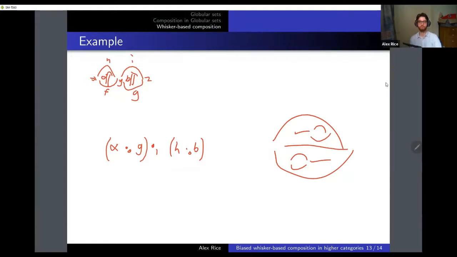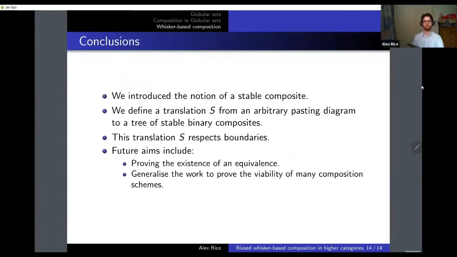Sorry, I'm realizing I'm running out of time, so I'm just going to go over the conclusion. The things I've done are to introduce this notion of a stable composite, and define a translation from pacing diagrams into these stable composites, showing how to build them up. And the translation has some nice properties, like it respects boundaries, and the term you get is equivalent to the one you started with, and things like that.